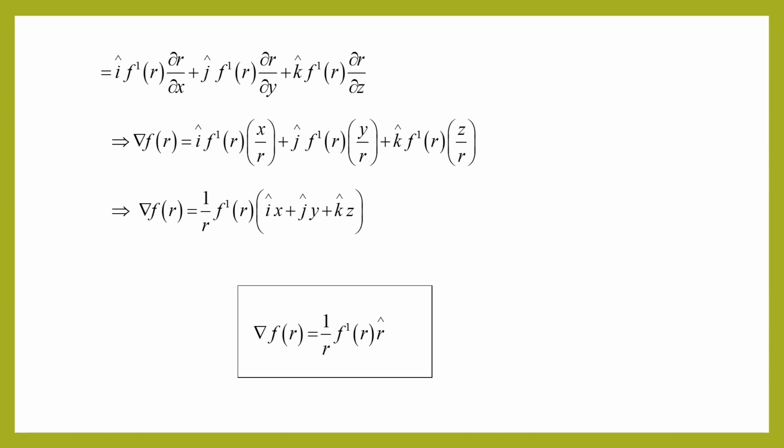So we obtain del f of r equals 1 by r f dash of r times (i cap x plus j cap y plus k cap z). This vector inside the bracket, i cap x plus j cap y plus k cap z, is nothing but our position vector r cap. If we substitute r cap instead of that bracket, we obtain del f of r equals 1 upon r f dash of r cap. We are done.